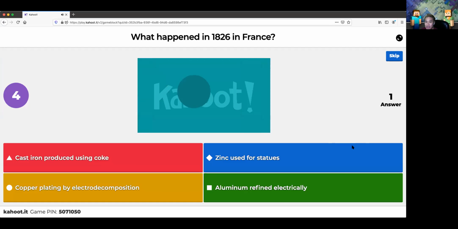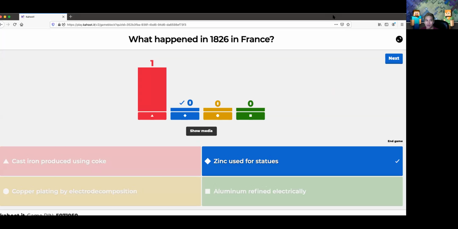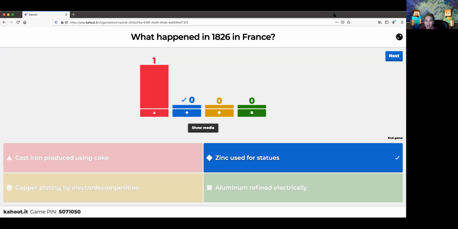What happened in 1826 in France? Okay, so zinc used for statues. You have to open your Zoom because the questions are in Zoom, in the video. So what happened in 1826 in France? Zinc was used for statues. These are in the chart.